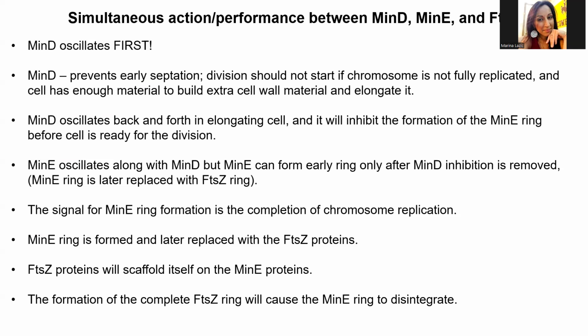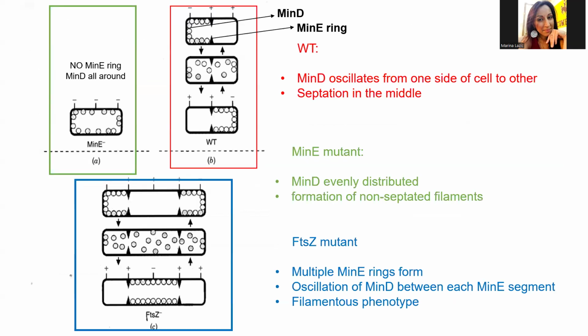One of the interesting things that I really like to ask about are the Min E and Min D mutations, which again you can try to memorize, maybe as a picture, maybe just as an explanation. So what will happen in wild type? In wild type, which is the red, Min D will oscillate from one side to the other, and then you will see formation of the septum in the middle.